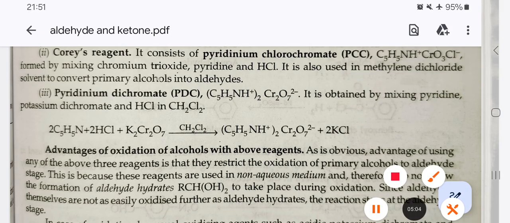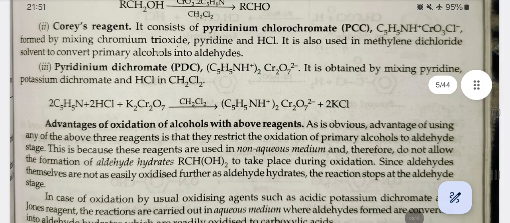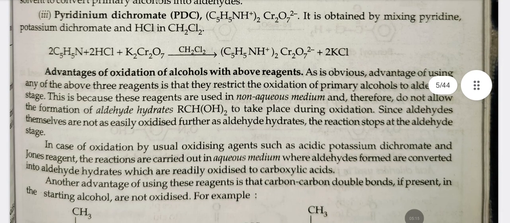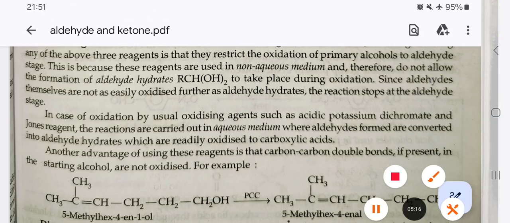Pyridinium dichromate, which is PDC, is obtained by mixing pyridine, potassium dichromate, and HCl in CH2Cl2. Advantages of oxidation of alcohols with the above reagents.